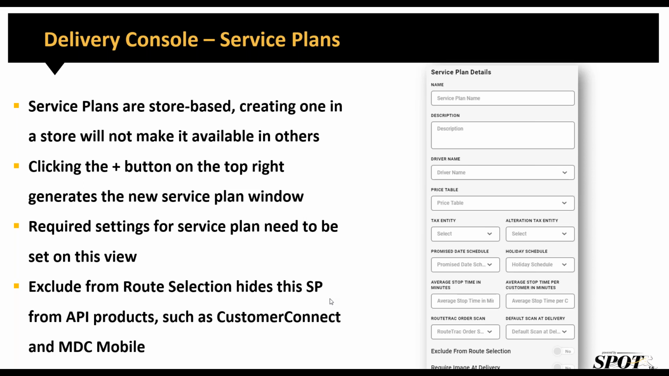So that's a great way to limit that availability while you're testing things. And then the last one is require image at delivery, which will simply force drivers to take a photograph of where they delivered the bag at the end of the delivery process. You can turn this on here at the service plan level, which will affect every stop in the service plan, but you can also go in and do it at the stop specific level in case there's just one problematic customer that you need to account for.